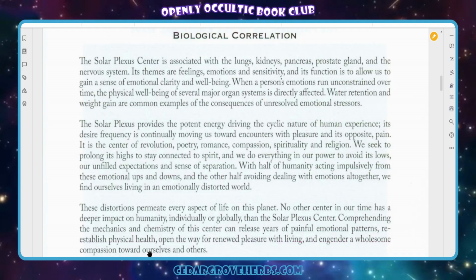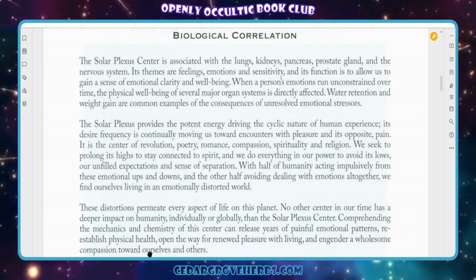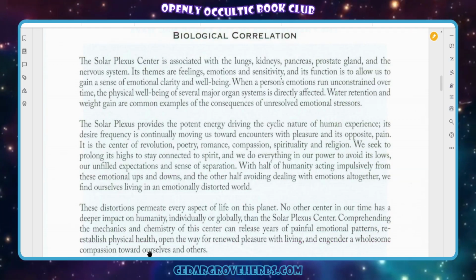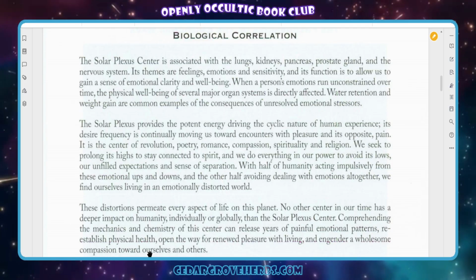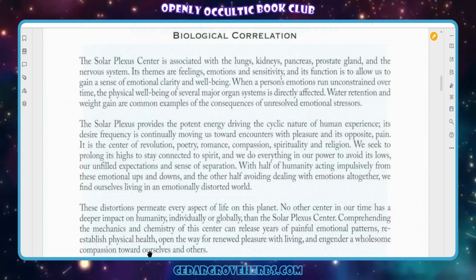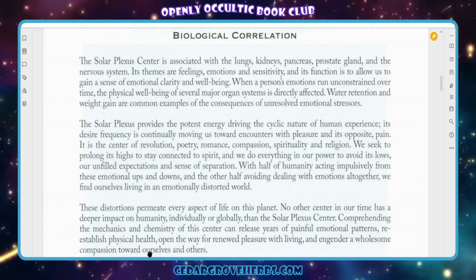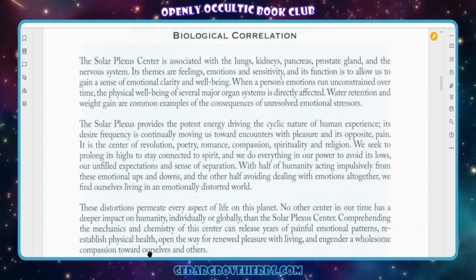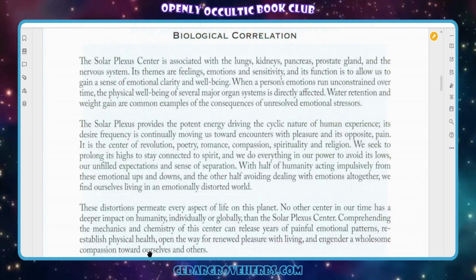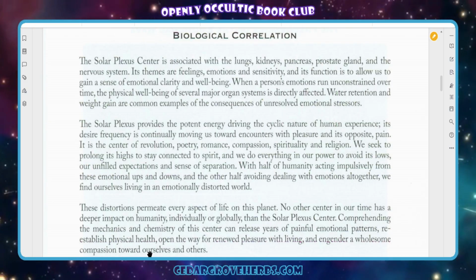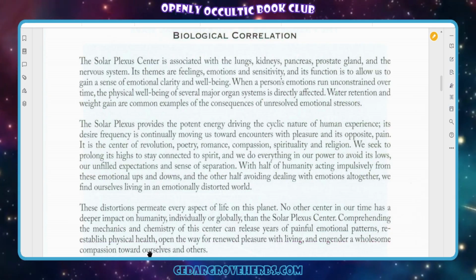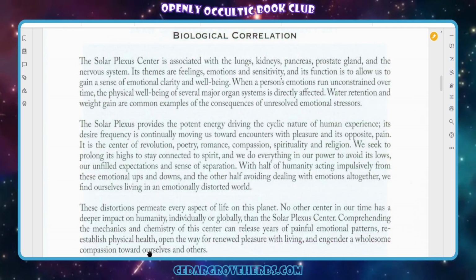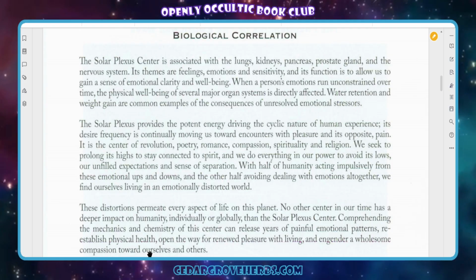When a person's emotions run unconstrained over time, the physical well being of several major organ systems is directly affected. Water retention and weight gain are common examples of the consequences of unresolved emotional stressors. The solar plexus provides the potent energy driving the cyclic nature of human experience. Its desire frequency is continually moving us towards encounters with pleasure and its opposite, pain. It is the center of revolution, poetry, romance, compassion, spirituality, and religion.